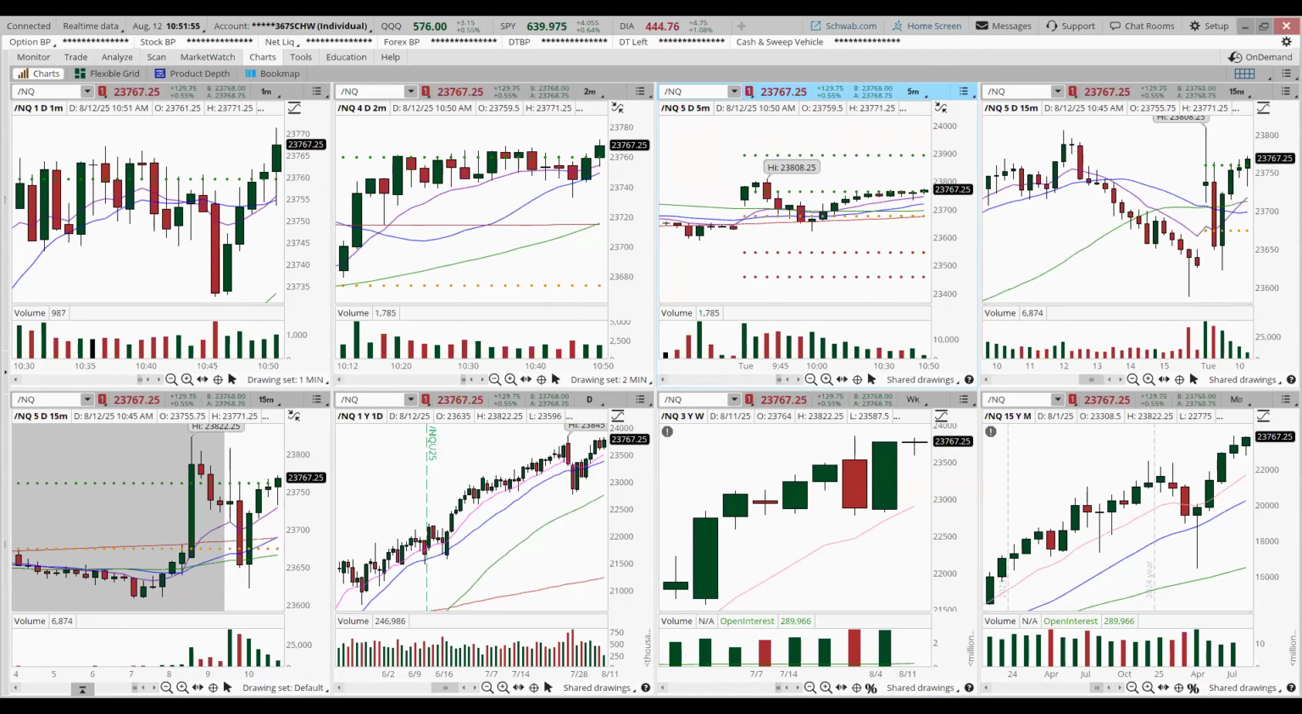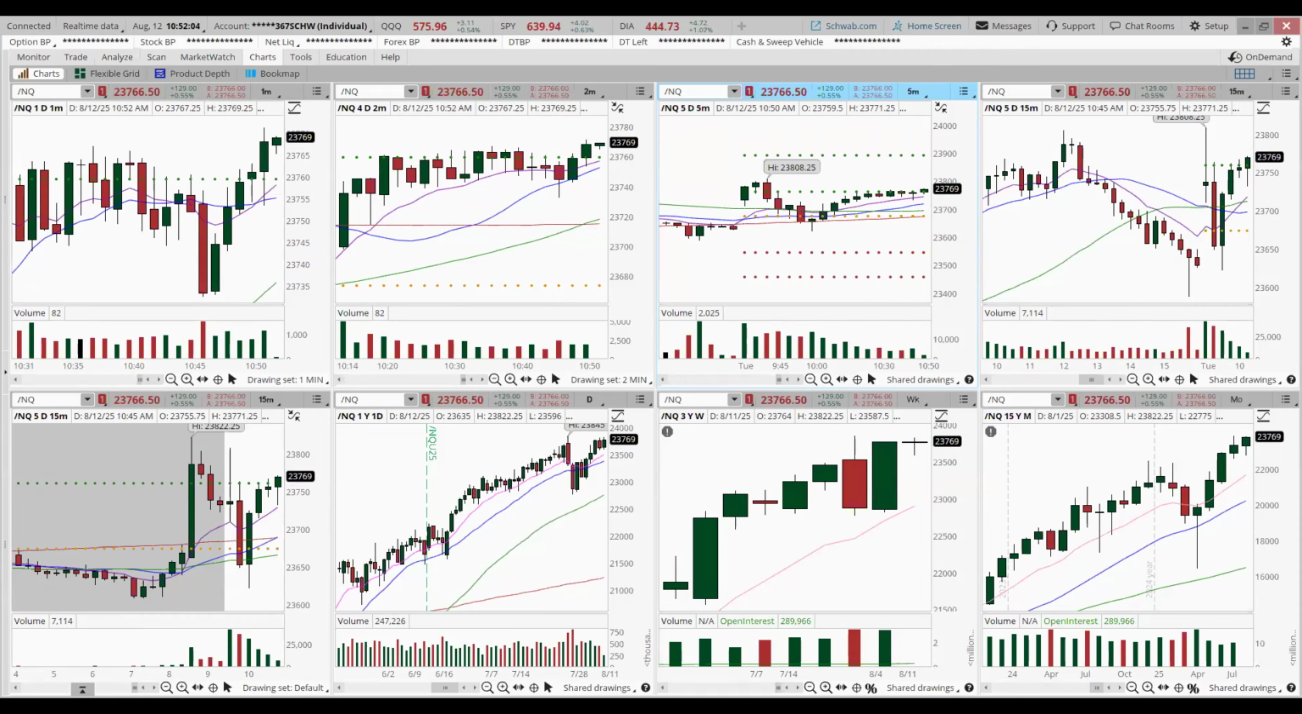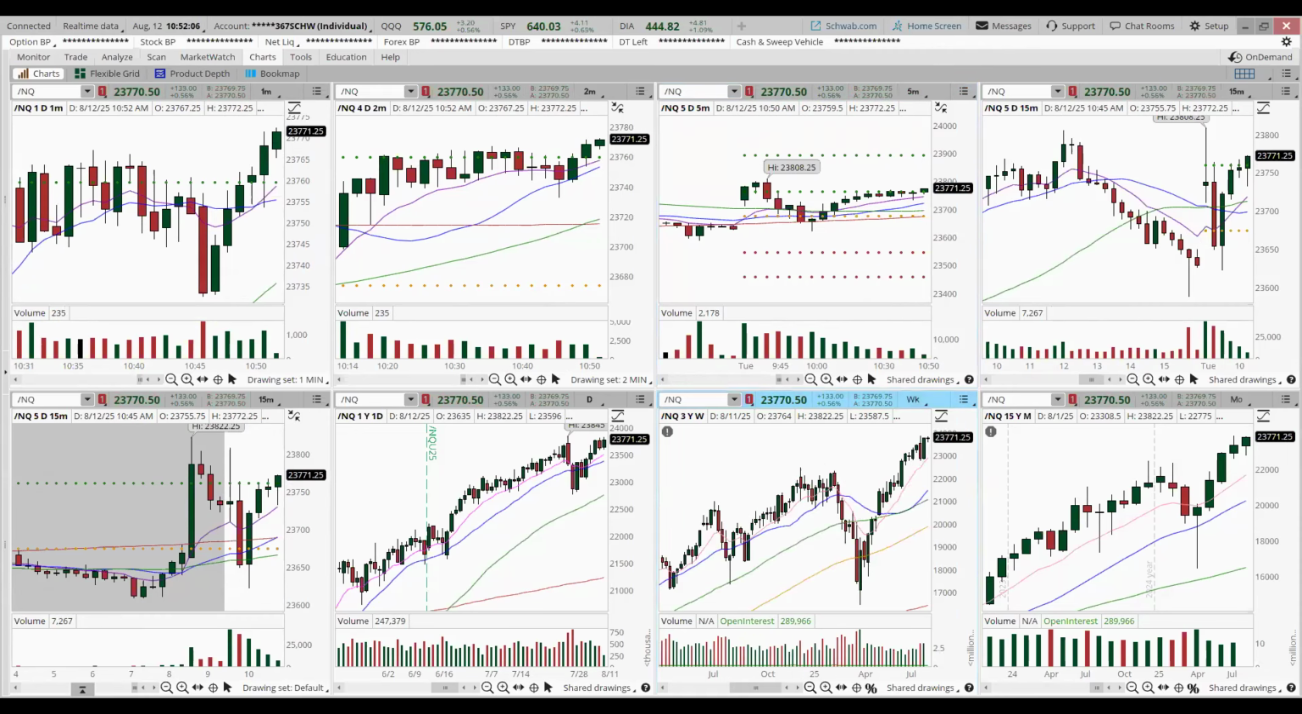By the way, order filled, I got filled in NASDAQ. That's the third trade today. All right. So, yeah, this is one thing that is really important. And here you can see the indicators that I use.